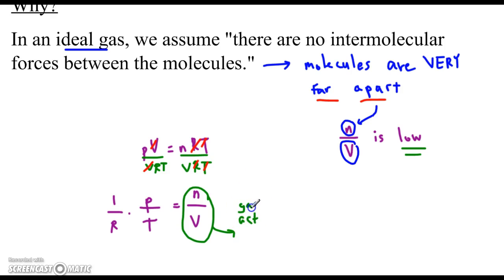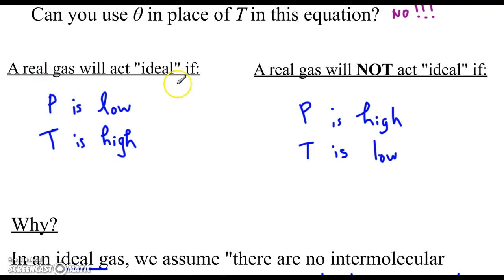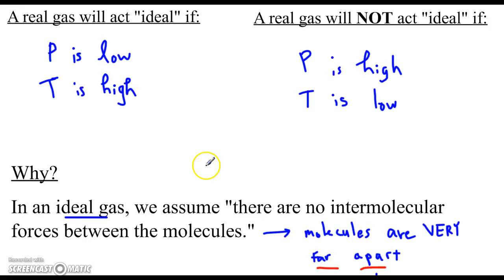We can assume correctly that a gas acts ideal when this is low. How do you get this ratio to be low? Make your pressure really low, or make the temperature really high. And this explains why a real gas acts ideal under these circumstances. So there it is again.